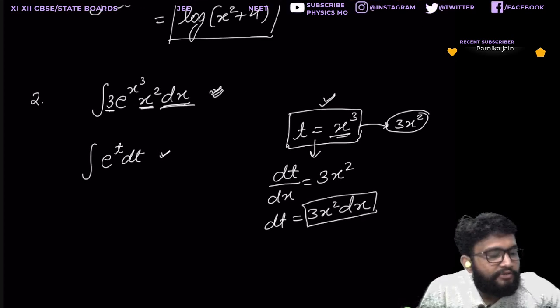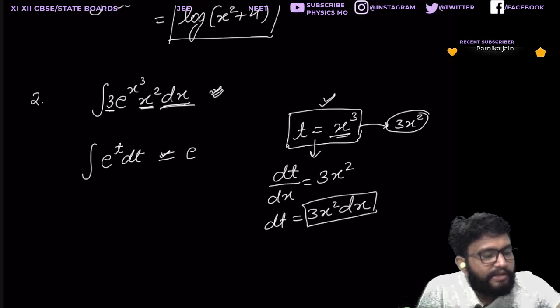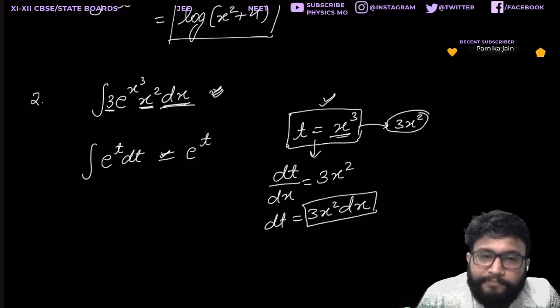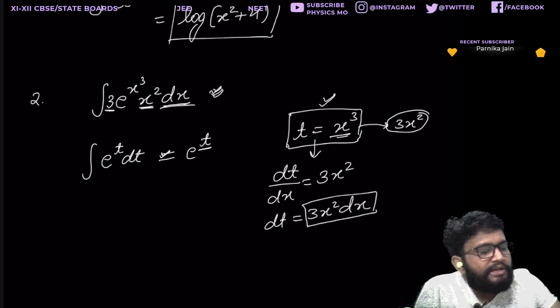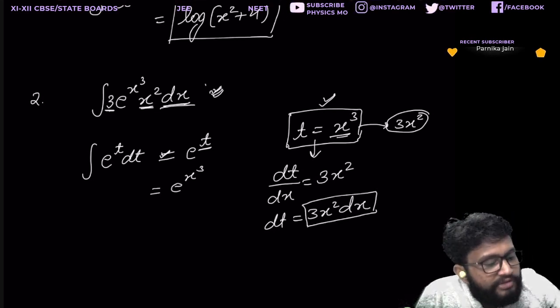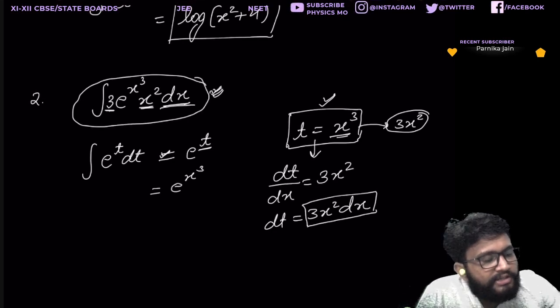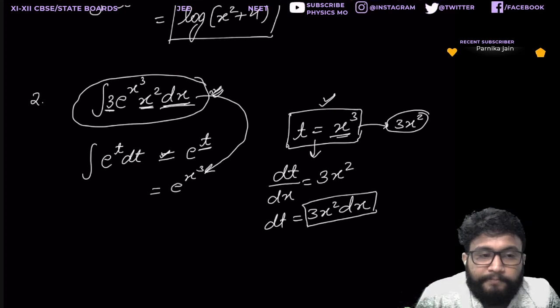And now integration of e raised to power t dt is what? e raised to power t only. We already know this. And in place of t, you can write x cube. So your answer is e raised to power x cube. So integration of this complicated looking function is just e raised to power x cube. Is there anyone with any kind of doubt?